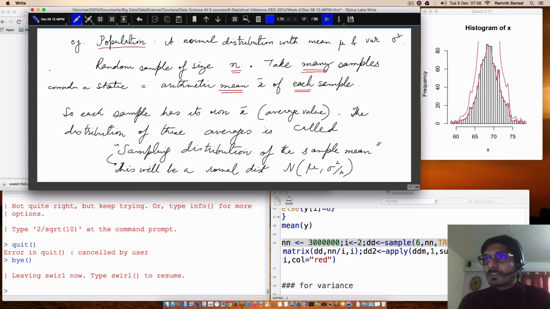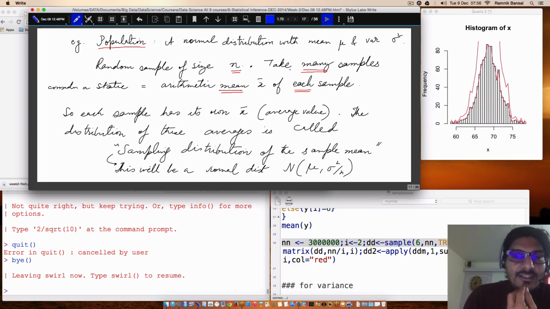Okay, so I'll come back to the definition. Say the population is a normal distribution with mean mu and variance sigma square. Let's say this is known to us, all right? The population can have any large size, let's say a million. Then say we take a random sample of some size n, let's say 100. And then we take many such samples. We take a sample of 100, we take another sample of 100, and we take many such samples.